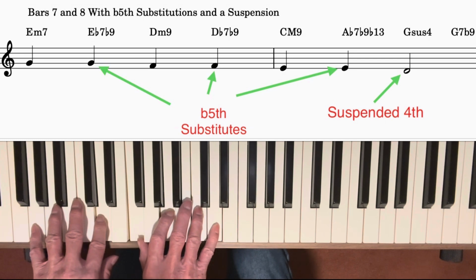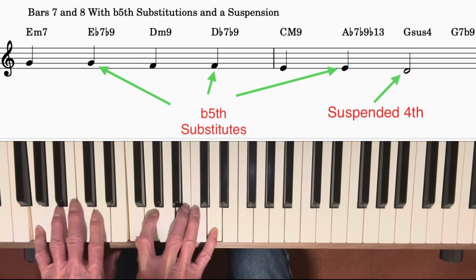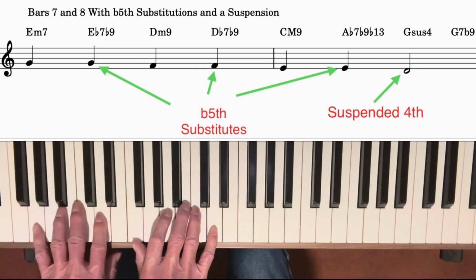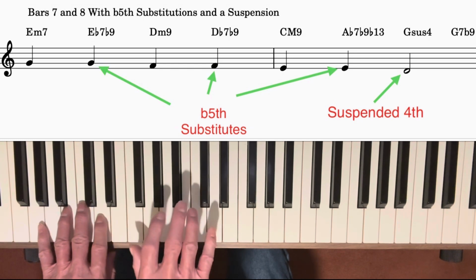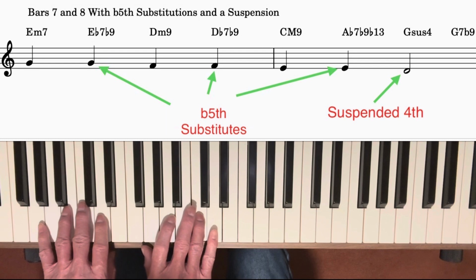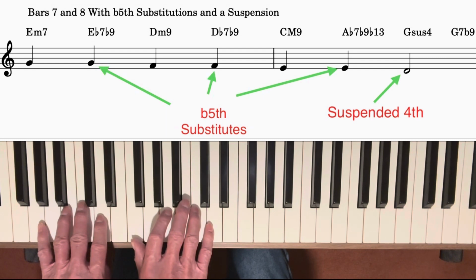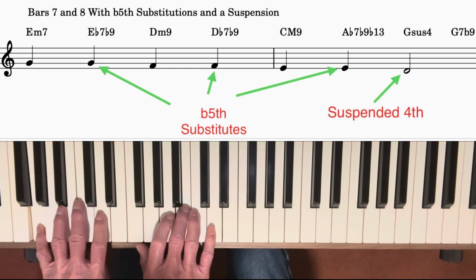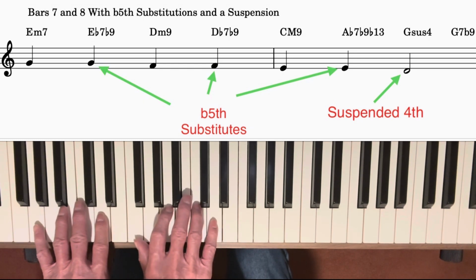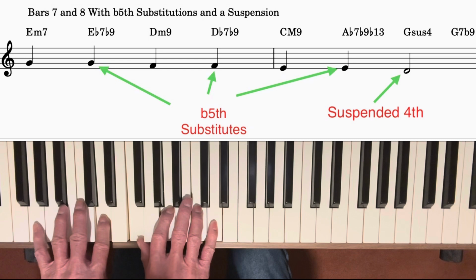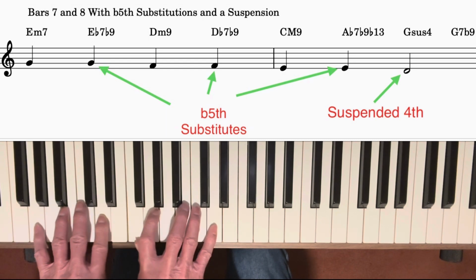I'll forget the 9th for the moment on the G7. Just go to an ordinary G7. Let's look what's happening. First of all, the 7th of D minor 7 is dropping a semitone to the 3rd of G7. The 5th of D minor 7, A, is dropping a step to the root of G7.